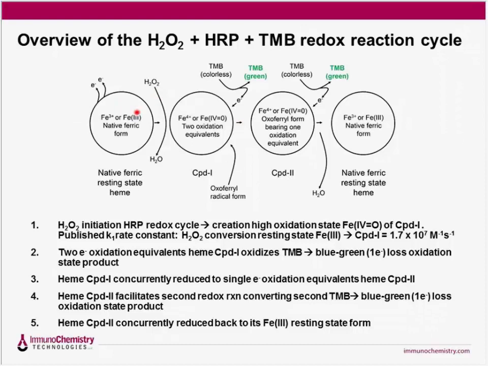The hydrogen peroxide, once it acquires electrons, is converted to water. Now, compound 1 is capable of oxidizing a molecule of clear TMB and converting it to the 1 electron loss oxidation state structure, which is blue-green, and it acquires an electron from that TMB and converts the compound 1 to compound 2. Compound 2 still has enough oxidizing potential to oxidize another clear molecule of TMB, converting it to the green form and acquiring a second electron. And when it does that, it goes right back to its original resting state, iron +3 oxidation.